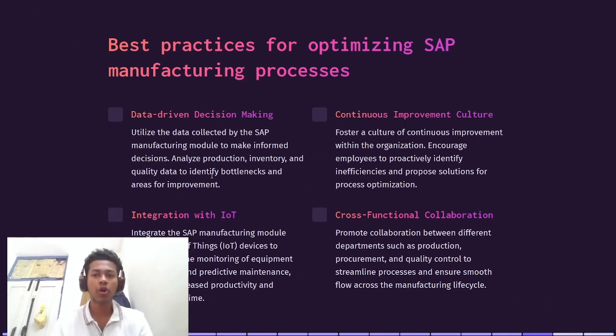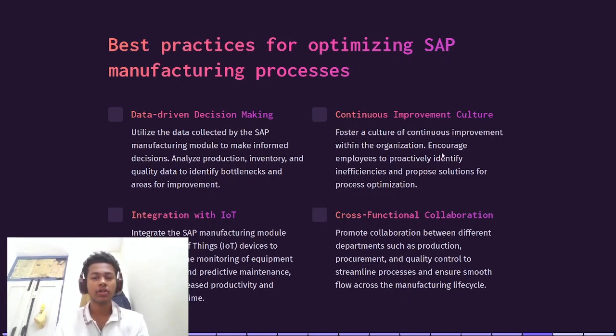Best practices for optimizing SAP manufacturing processes. So in SAP manufacturing processes, what are the practices that you need to follow for it to work properly? Data driven decision making. As you have mentioned, with the inventory management and manufacturing management and optimization of resources, this is where you collect data, you analyze the data, and you say, okay, this is what I need to do and this is what I do not need to do. You are able to analyze the pros and cons. Then you can make decisions based on data.